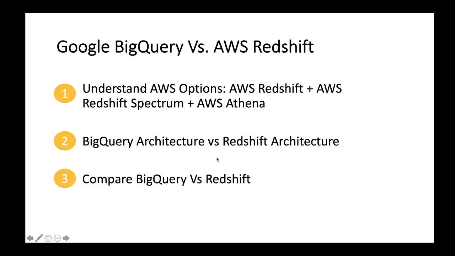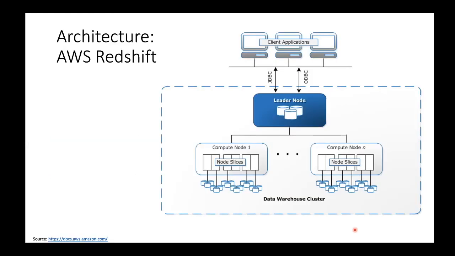So we'll look at the architectures and compare and contrast them, and then finally we'll be able to compare BigQuery to Redshift. Again, the comparison is really geared towards decision makers. So if you are trying to compare the use of BigQuery versus Redshift for your project or for your organization, hopefully you'll find this information helpful. So with that said, and that's how I've structured the video, let's dive in and look at the AWS options. Let's move on to the architecture of AWS Redshift.